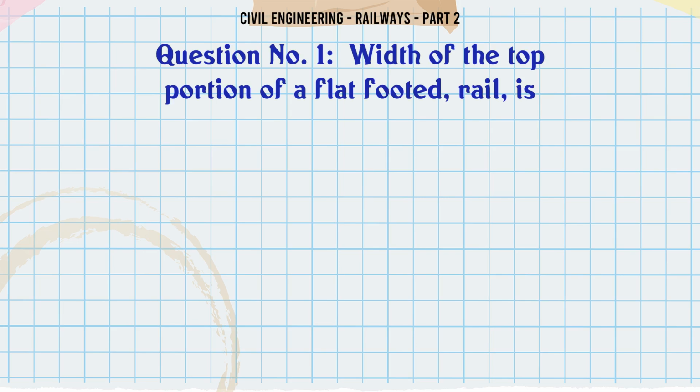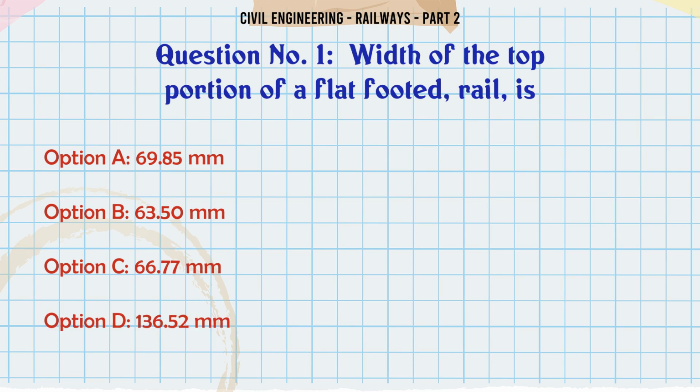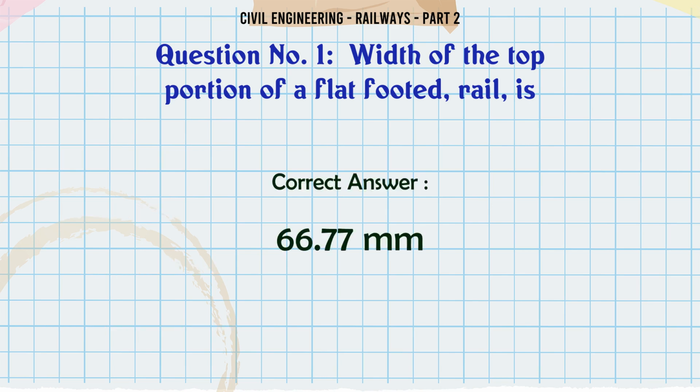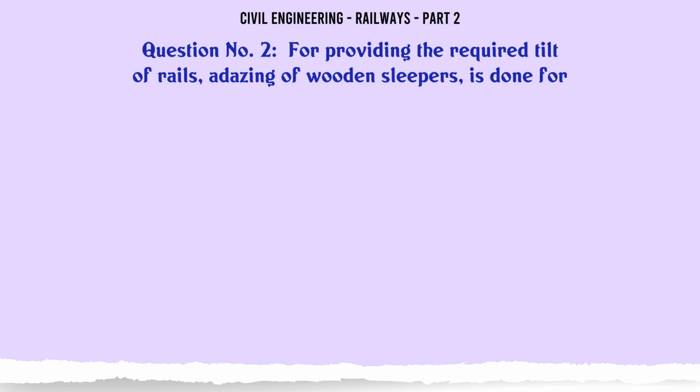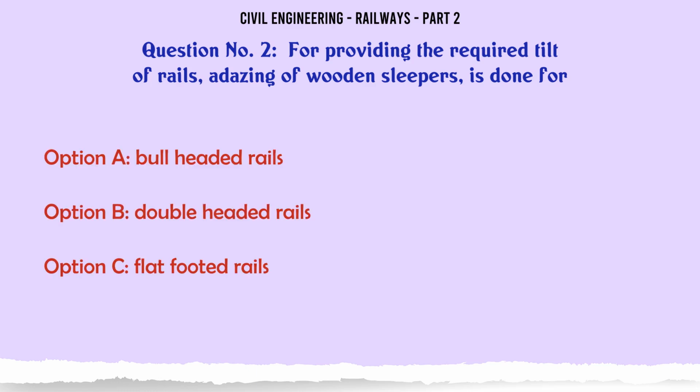Width of the top portion of a flat-footed rail is A. 69.85 mm, B. 63.50 mm, C. 66.77 mm, D. 136.52 mm. The correct answer is 66.77 mm.